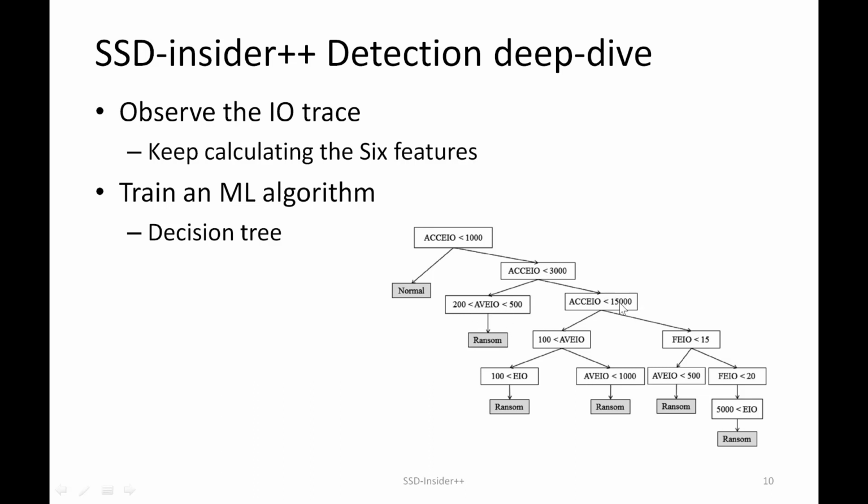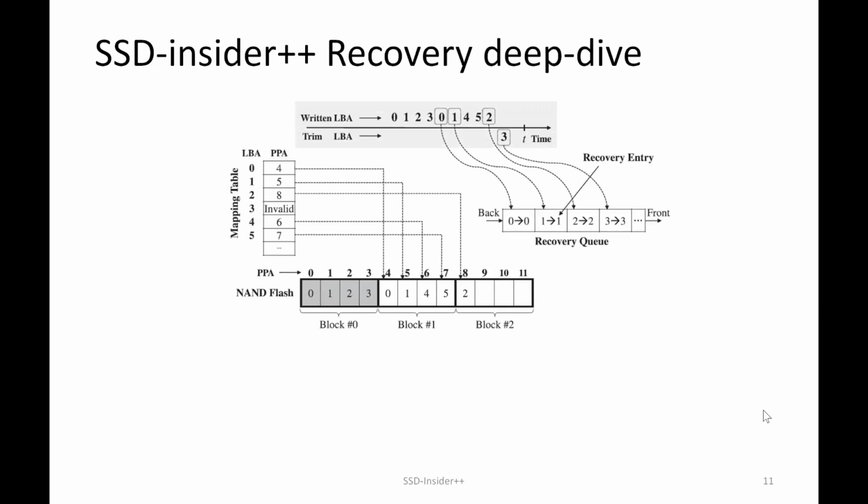If it is less than 15,000, then they are going to look at two other metrics together. Even if it is greater than 15,000, they can potentially look at three other metrics to take a decision on whether it can be a ransomware or not, right? So with that detection mechanism, let's go to the recovery aspect of the SSD Insider plus plus, right?